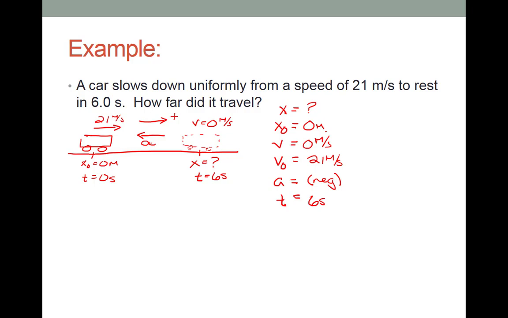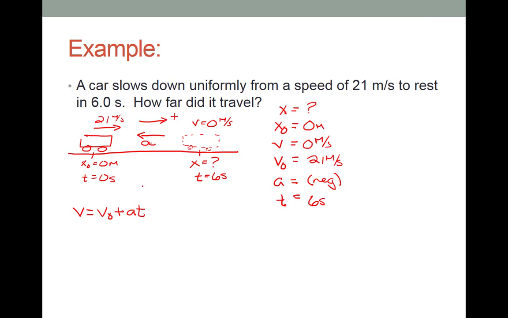Both of them require that you know the acceleration in order to find the value of the position. I don't know the acceleration, so before I can find the answer I want, I've got to find the acceleration. The equation I can use to find the acceleration is the second equation, so that's where I'm going to start.